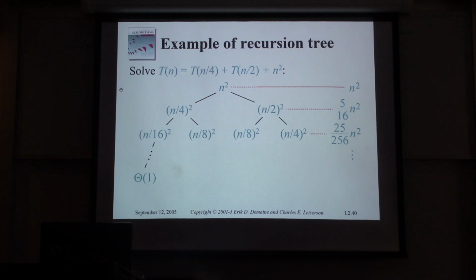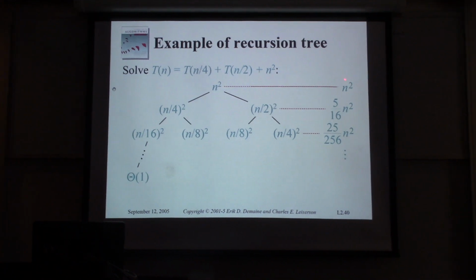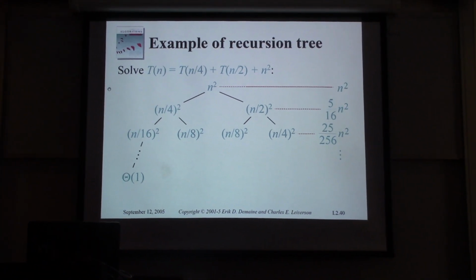So what we have is a summation of n squared with its coefficients, and this can go on forever, right? So now, how long is it going to go for? Well, we know what the upper limit is. The upper limit is going to be over here.